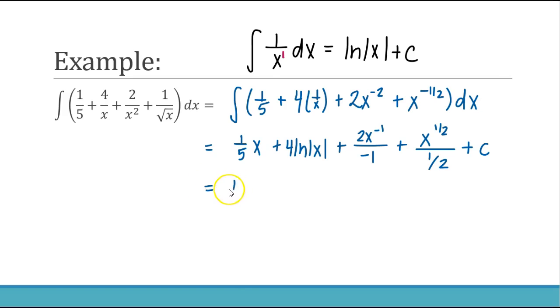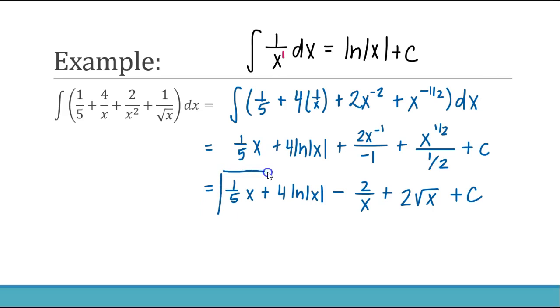And if I simplify, I get 1/5 x plus 4 times the natural log of the absolute value of x minus 2 over x. So I just brought that negative outside and dropped the x to the negative 1 to the bottom. And then plus here I would get 2 radical x. If I multiply by the reciprocal, it's 2, and then x to the 1/2 is square root of x, plus c. So this is the correct answer.